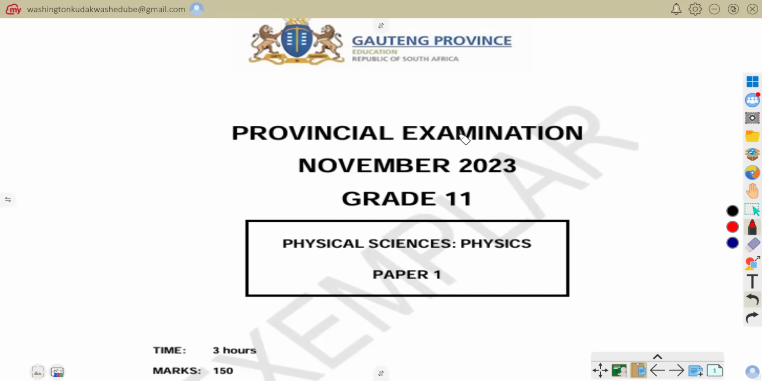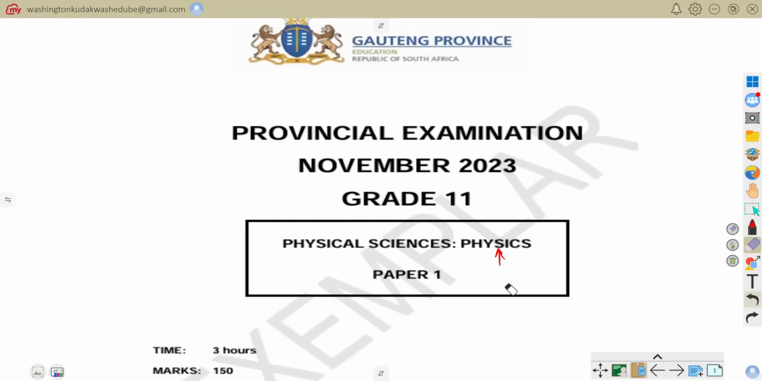We are back at it again, and we have now started our revision for our November exams. We are now preparing for our November exams. So today I brought you a question paper from the Gauteng province, and this question paper was for grade 11s, which was physical sciences, paper 1, which is the physics part.